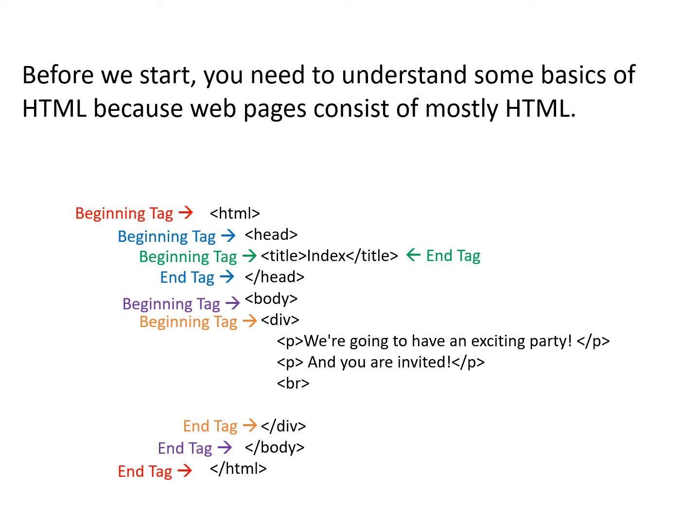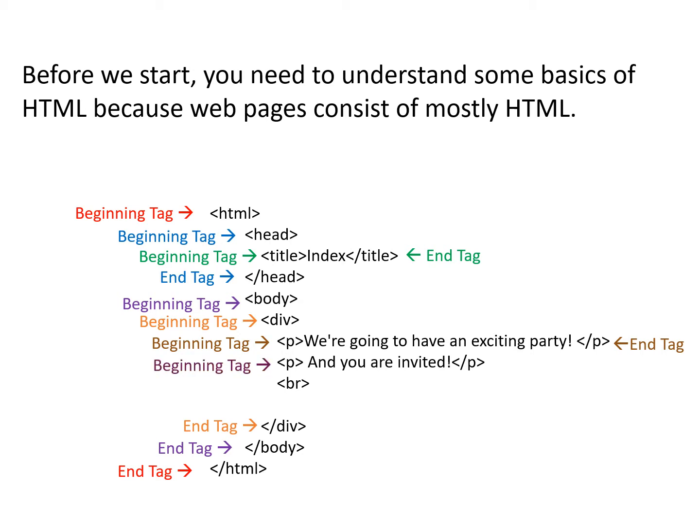The page is going to say, we're going to have an exciting party and you are invited. In front of the "we're going to have an exciting party," there's a P tag, which is a paragraph tag, and then an ending paragraph tag. So basically that just makes sure that that text will start on its own line, and then when it's finished, nothing else will be written on that line. Any content coming later will be written on a different line.